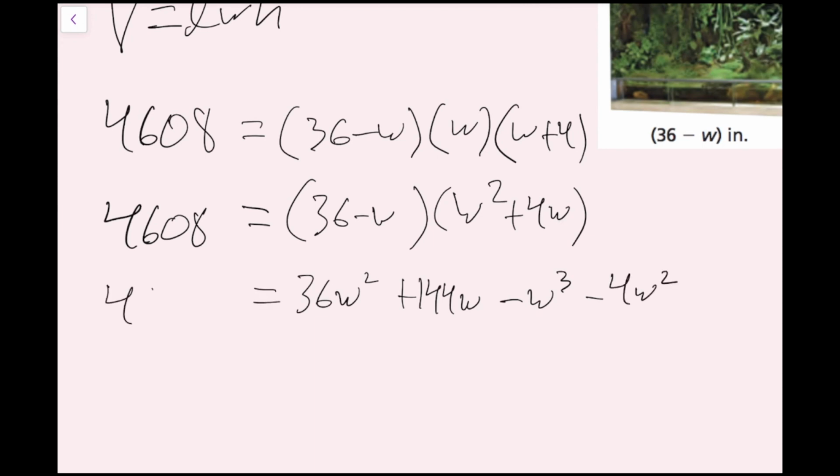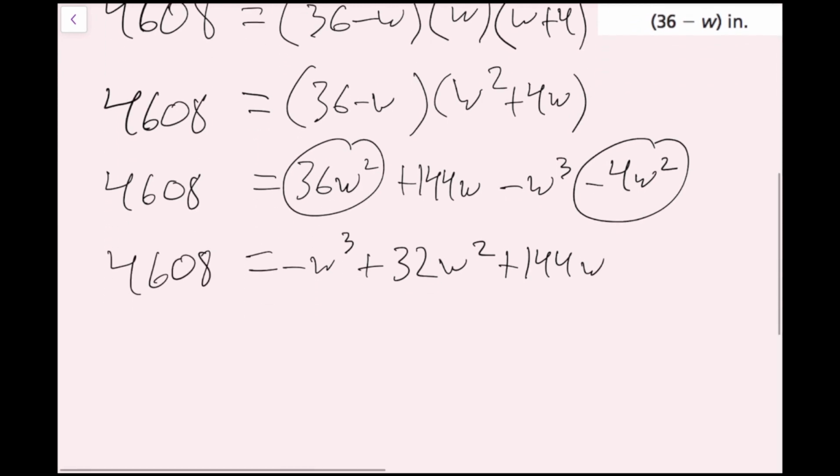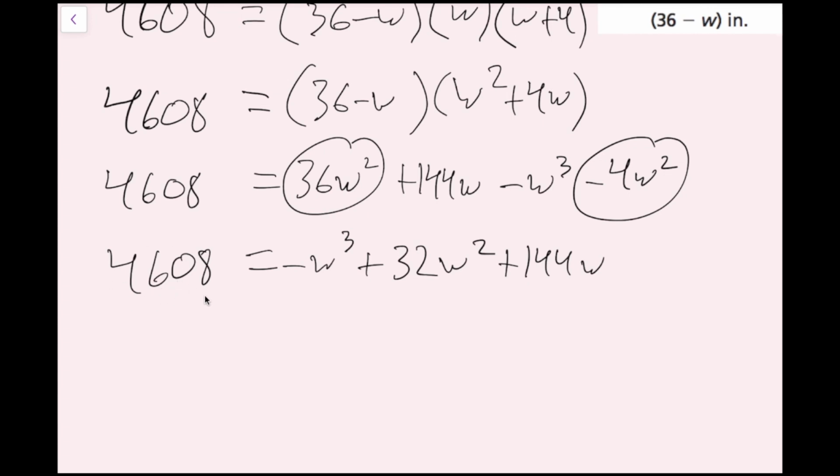That'll bring down my 4,608. Okay. Now I'm going to simplify this, combine my like terms, and write it in standard form. So I'm going to get negative W cubed, and then if I combine these terms right here, I'm going to get plus 32W squared. Then I'll bring down this 144W, and this is all going to equal 4,608. All right. Now I'm going to move this 4,608 term. I'm going to subtract it on both sides.